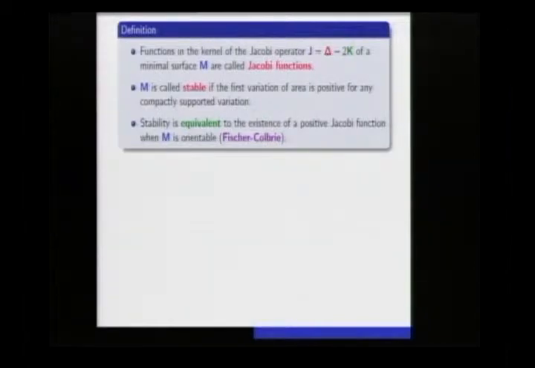Stability is equivalent, and it's nice to have this equivalency because I'm going to use it in a second, to having a positive Jacobi function. So we aren't looking at necessarily functions with zero boundary values. If you allow yourself to be zero on the boundary, then you have what's called weak stability. I'm really talking about stability, so a positive Jacobi function, a function that's positive on it. That's at least true when you're orientable.